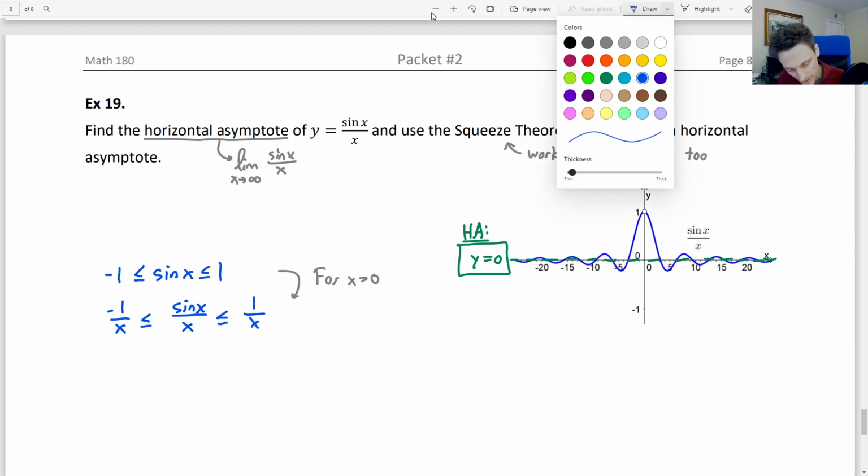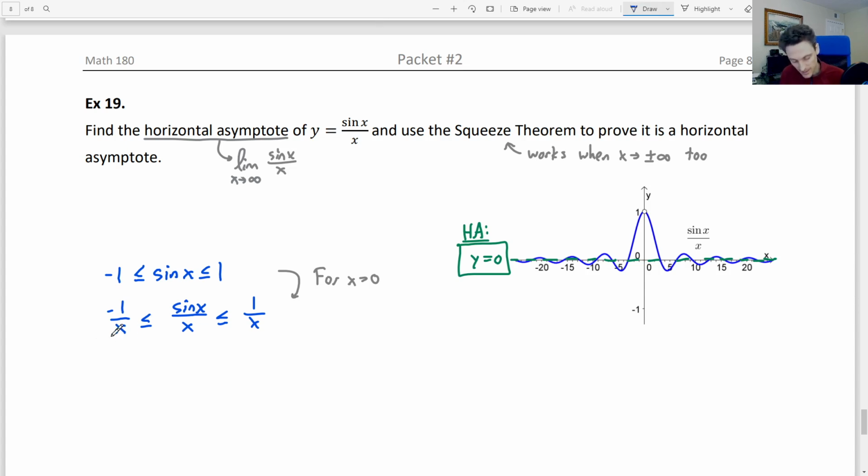Okay, so now we can say that the limit as x approaches infinity of the bottom function, which is -1 over x, and the limit as x approaches infinity of the top function, which is 1 over x, both of those are what here? 0. Yep. Because the bottom is blowing up to infinity, the top is staying at either -1 or 1, and that shrinks down to 0.